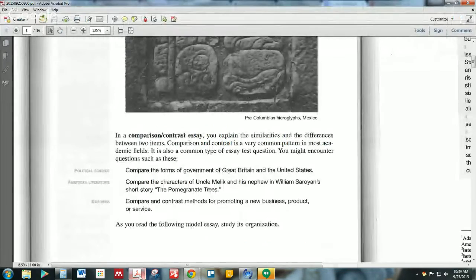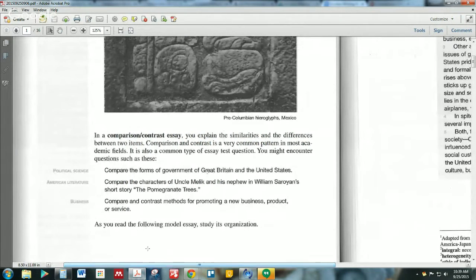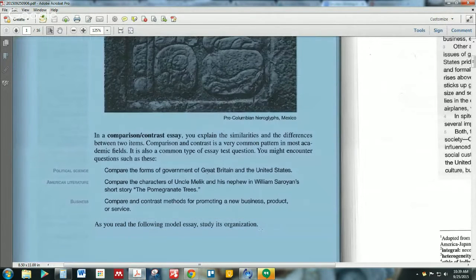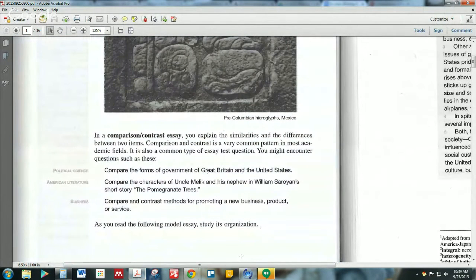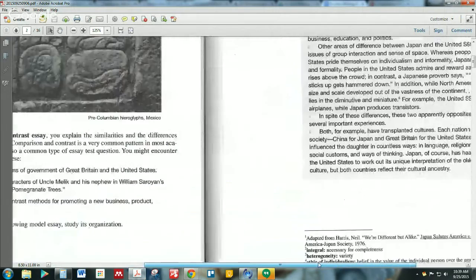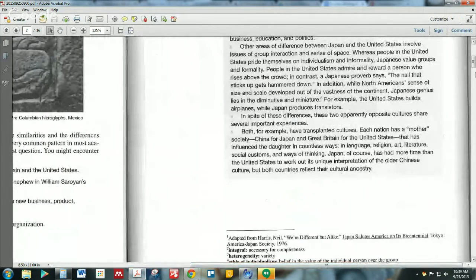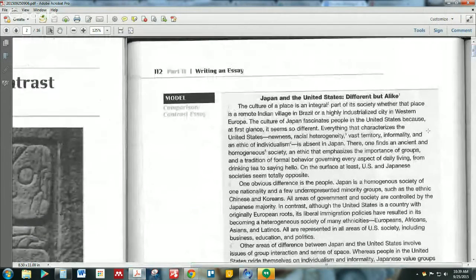Let's get back there. So as you read the following model essay, study its organization. Okay, so I'll actually read through this. Japan and the United States, different but alike. The culture of a place is an integral part of its society, whether that place is a remote Indian village in Brazil or a highly industrialized city in Western Europe.